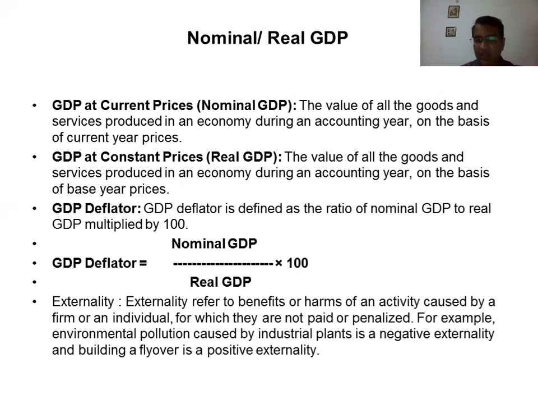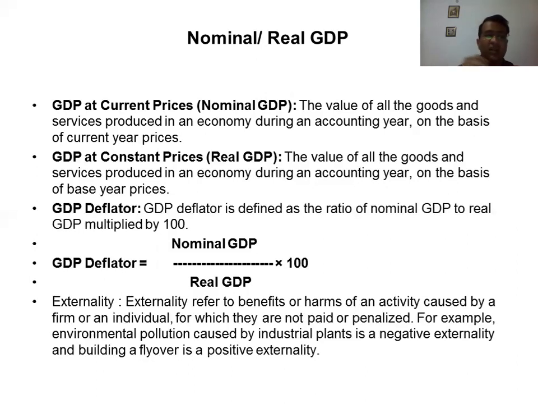Now, another concept is externality, or GDP and welfare. Externality refers to the benefit or harm of an activity caused by a firm or individual for which they are not paid or penalized. It means that due to another's activity, we are affected but not paid or penalized. That is an externality, which may be positive or negative. Sometimes we get a good benefit and sometimes that activity harms us.